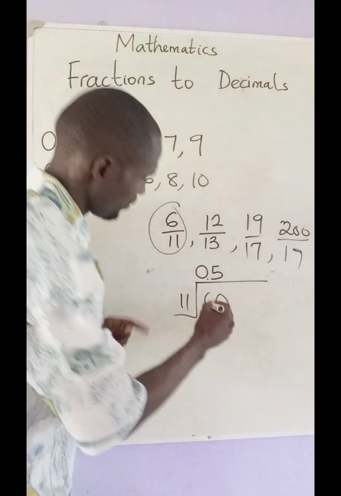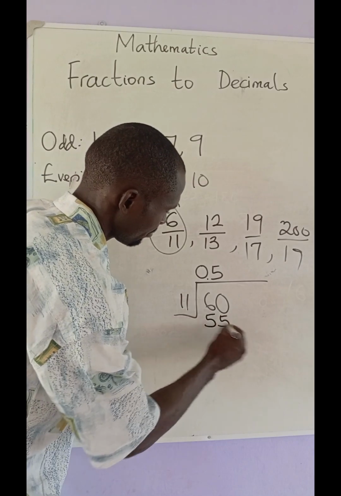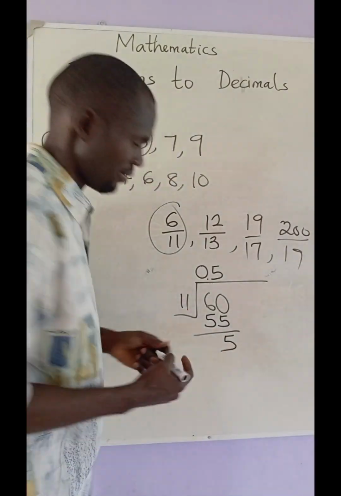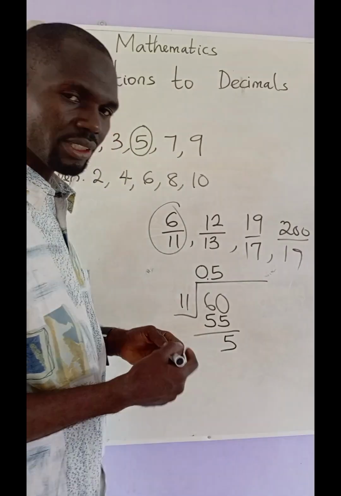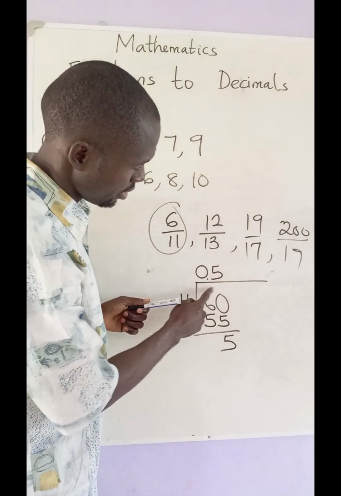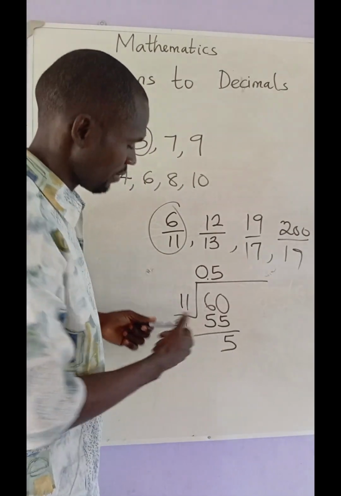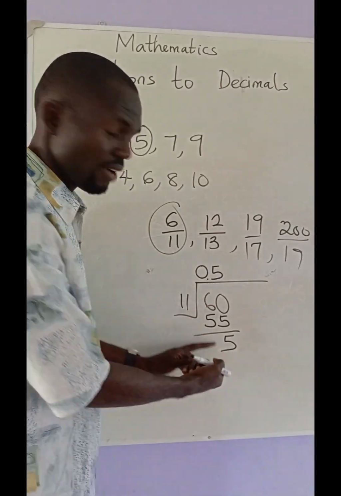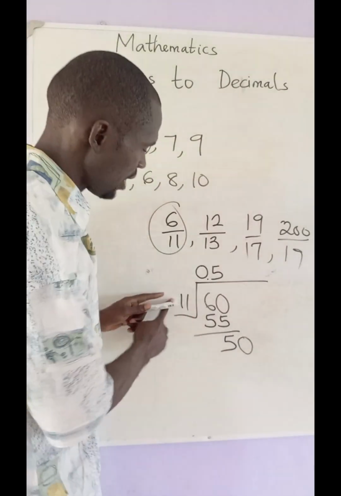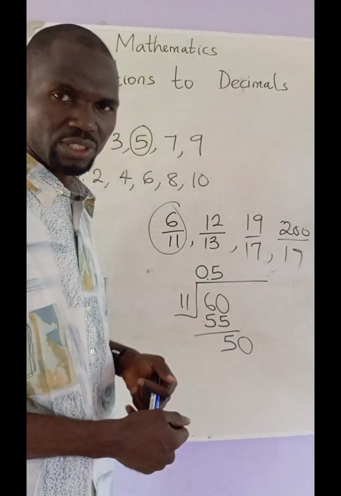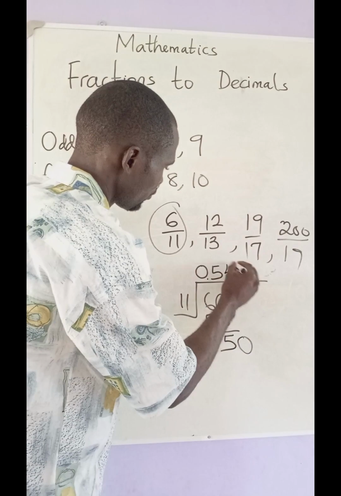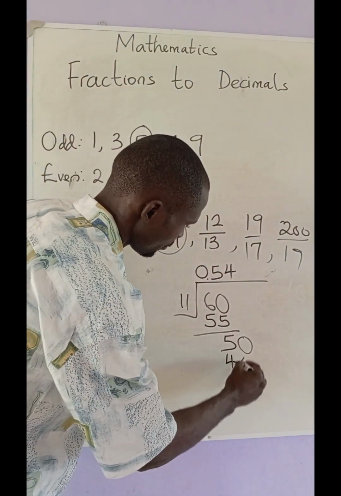5 times 11, 55. Subtract. If you subtract this, you still get what? 5. Isn't it? Because when you subtract 1 here, this one will remain 5. Then put it here 10. 10 minus 5, 5. Now, 11 cannot go in 5. Add 0. Now, how many 11 are we going to get in 50? 4. Because 4 times 11 will give us what? 44. That's 4. 4 times 11, 44.